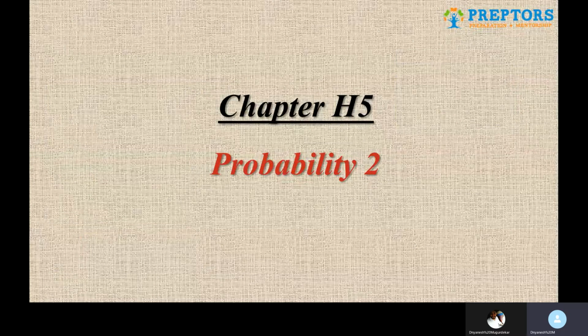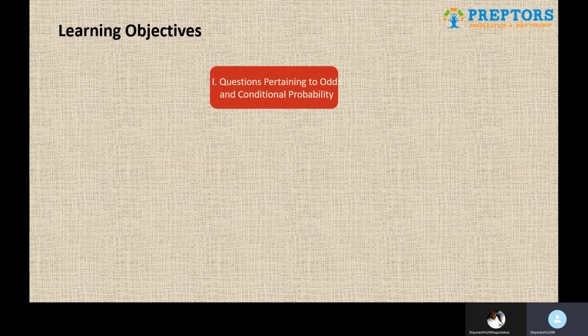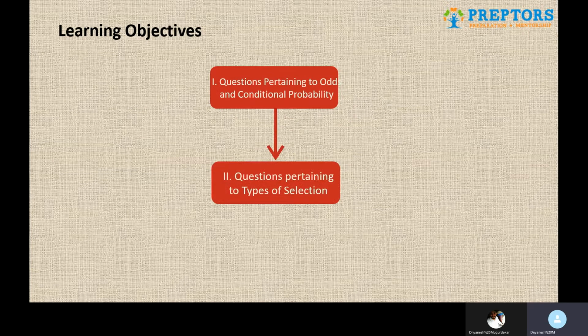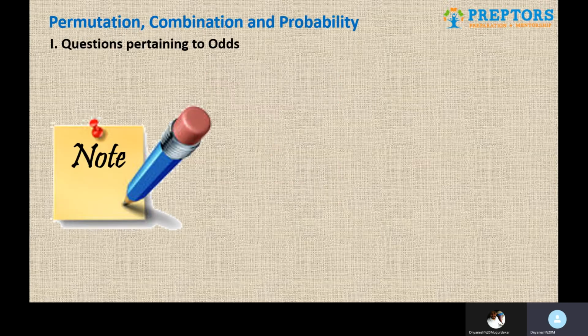Hi everyone. So we are continuing the H module, and the topic that we are doing today is basically H5, which is probability part 2. In this particular topic, we are going to explore two things. One is questions pertaining to odds and conditional probability, and the second part is questions pertaining to different types of selection. So let's first start with questions pertaining to odds, which is very straightforward piece of information.